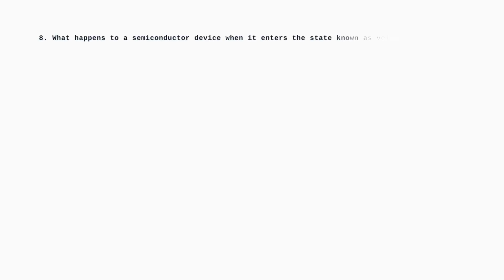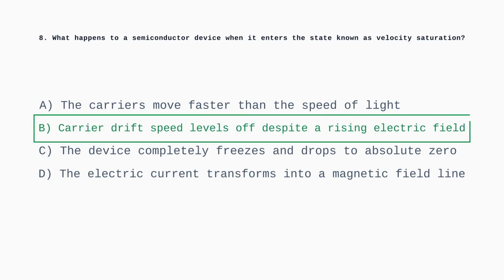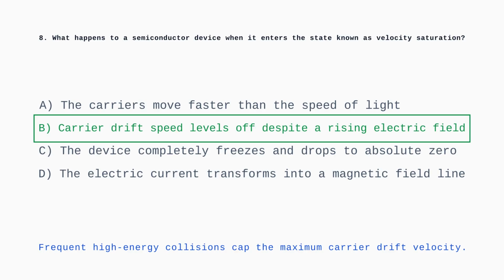Question 8. What happens to a semiconductor device when it enters the state known as velocity saturation? At very high electric fields, carriers reach a speed ceiling called velocity saturation because excess energy is lost to the lattice as fast as it is gained.